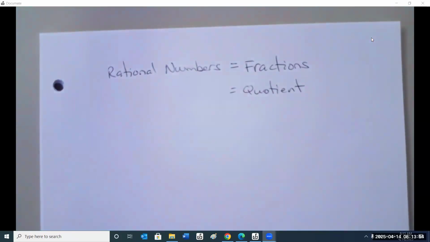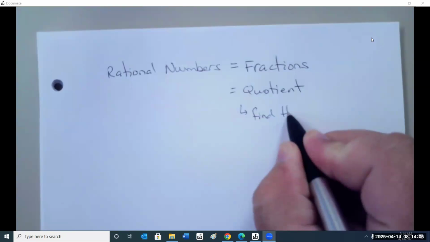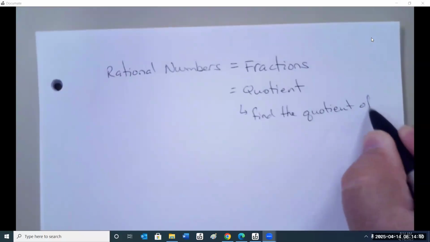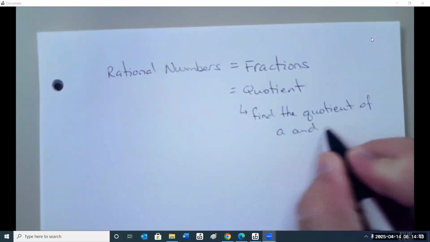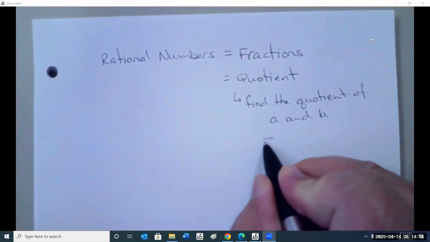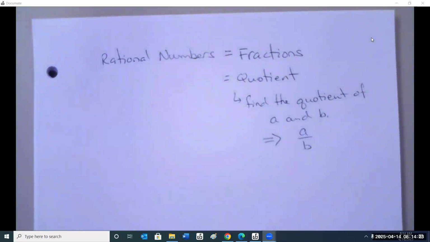When I say find the quotient of these two numbers, it means take the first number, put it on top, the second number, put it on the bottom. Find the quotient of A and B means A divided by B. So whenever you get a word problem, whatever comes first goes on top. Whatever comes second goes on the bottom.